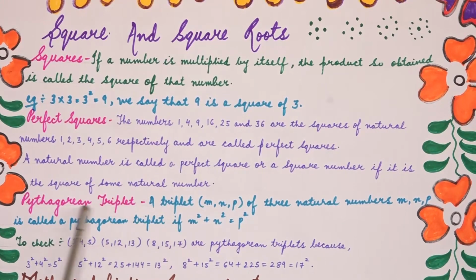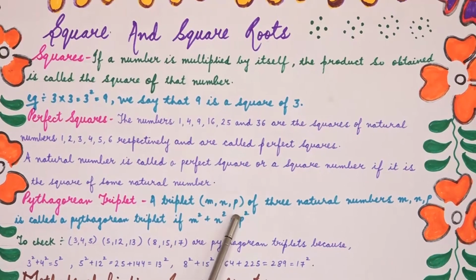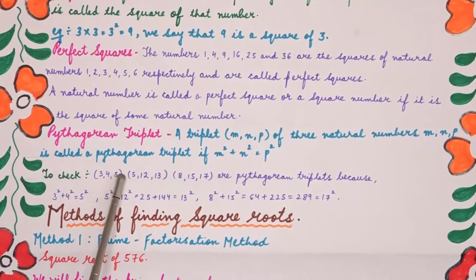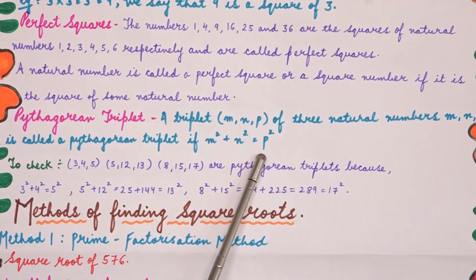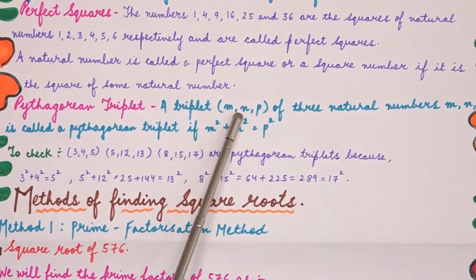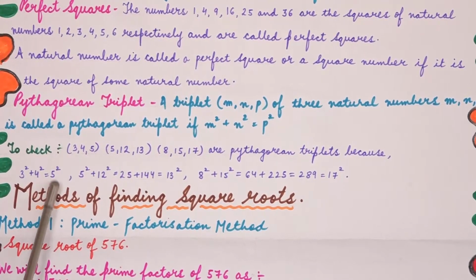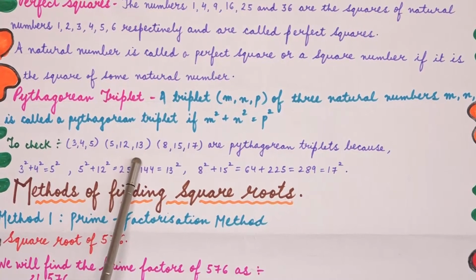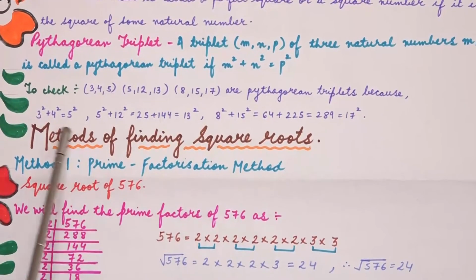Pythagorean triplet. A triplet m, n, p of 3 natural numbers is called a Pythagorean triplet if m square plus n square is equal to p square. If this condition is satisfied, we call m, n and p a Pythagorean triplet. Let us take an example. We'll check that 3, 4, 5; 5, 12, 13; and 8, 15, 17 are Pythagorean triplets.